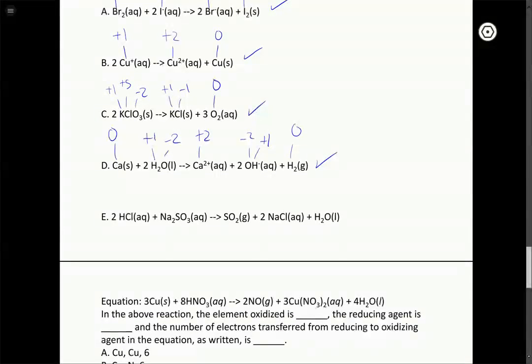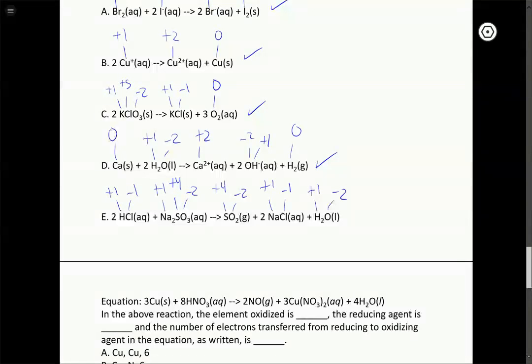And then finally, if we look at the last one here, which should not be a redox reaction because all the rest are, but let's verify that. We have +1 and -1 for HCl, +1 for sodium, -2 for oxygen. That leaves a +4 for sulfur to balance the charges. For SO2, it's going to be -2 for oxygen, which is going to leave +4 for sulfur to balance the oxidation numbers to equal 0, +1 and -1, +1 and -2.